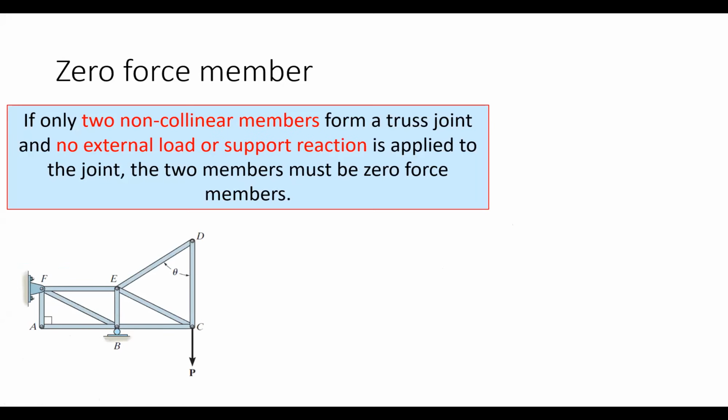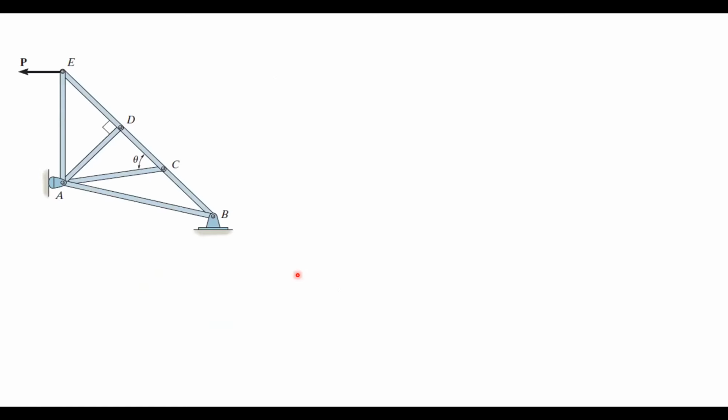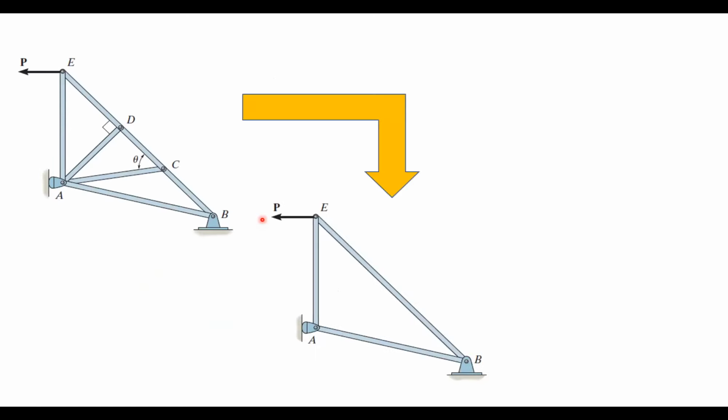So basically there are two types of zero force member. The first type is the one which follows this explanation. The example is like this: AF, AD, ED, and DC. Those are zero force members. The second type is the one which follows this particular rule. For example, AD and AC here are zero force members.